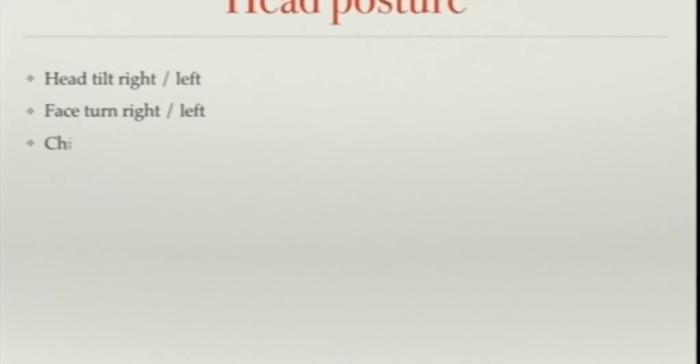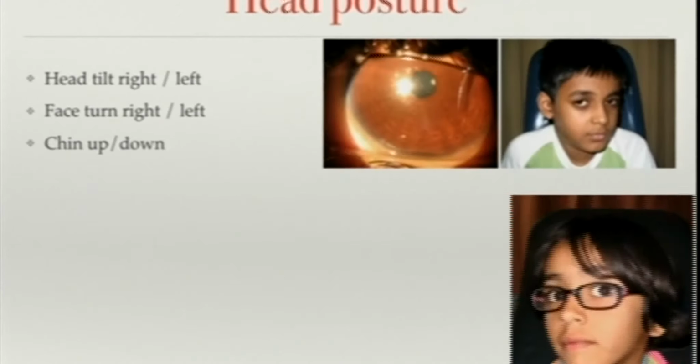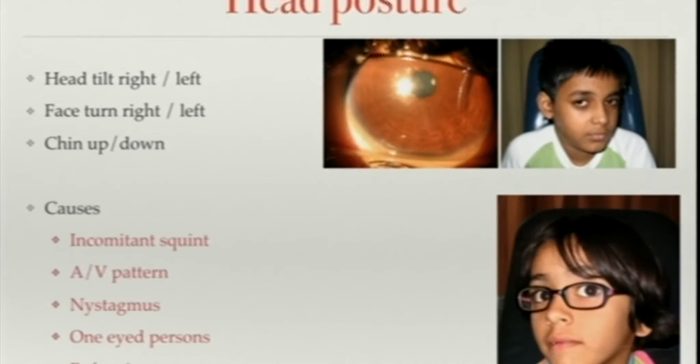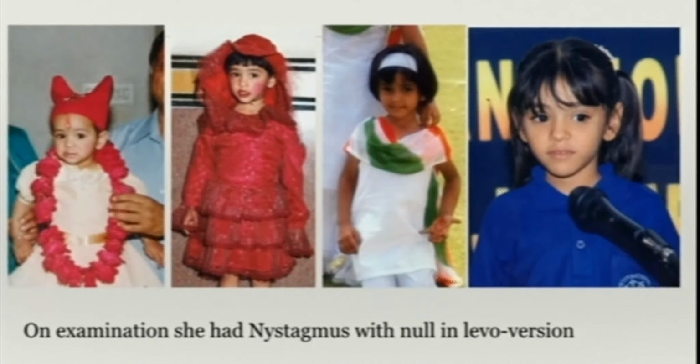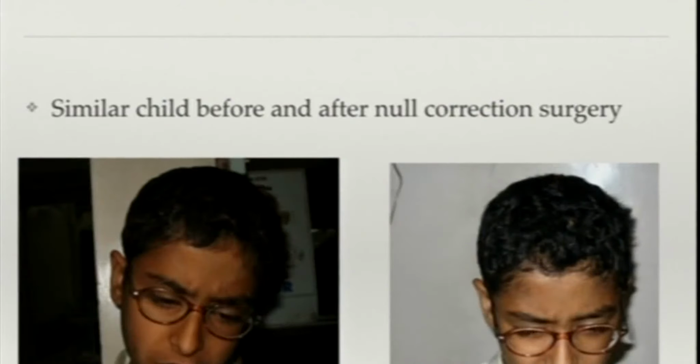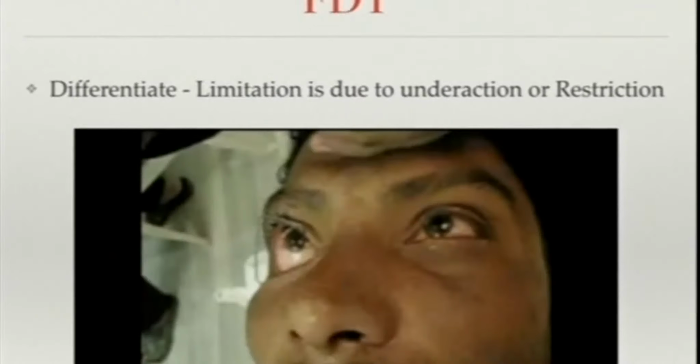So we have to look for head postures also. Head postures could be a tilt, turn, or chin up or down, and there can be various reasons for it. The commonest reason, if it is a significant head posture, is that we have to look back at the child's photographs, and it is because of the nystagmus. And it's the same patient where the null shifting surgery has been done.